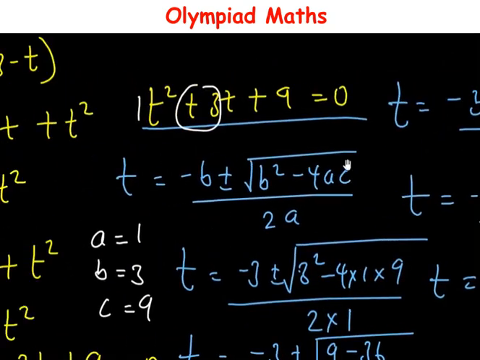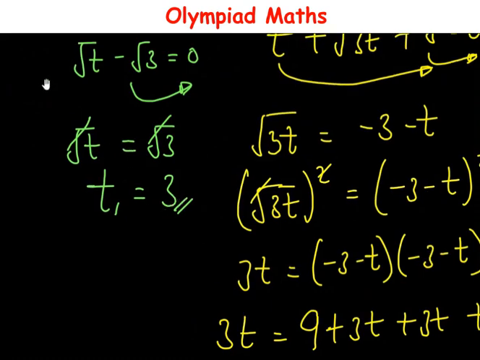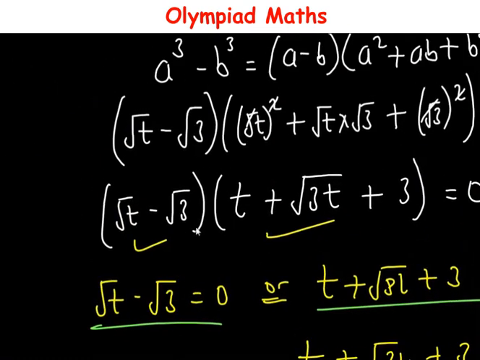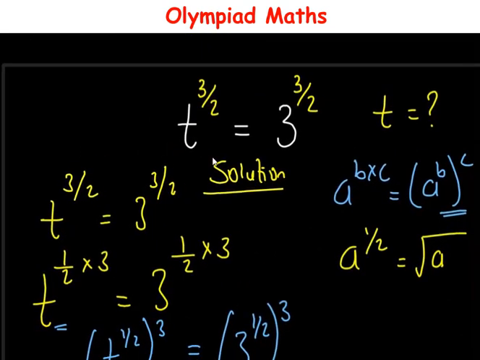So with this, I've gotten the value of t2 and t3, and we only have one real solution for the value of t, which is right here, that t1 is equal to 3. So if you input the value of t1 as 3 into the equation, you will see that it satisfies the given equation. So t equals what? 3.